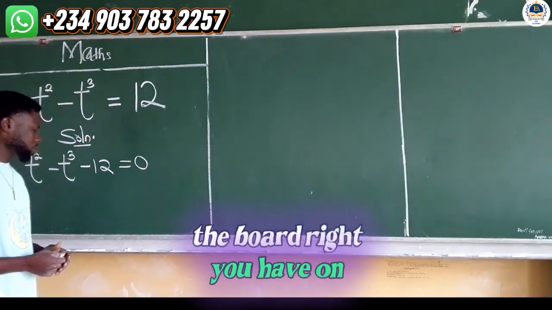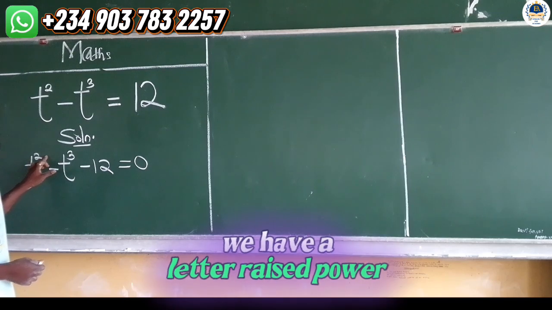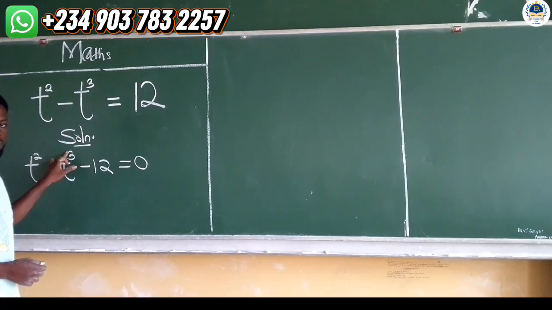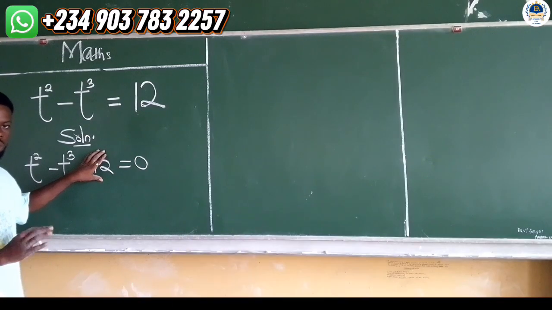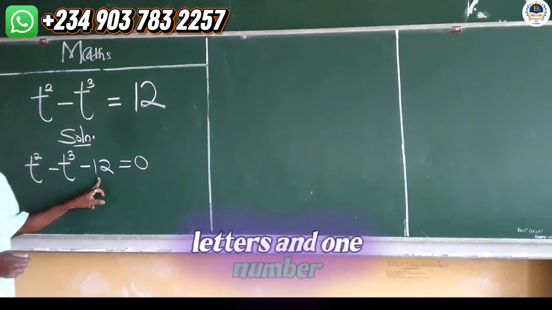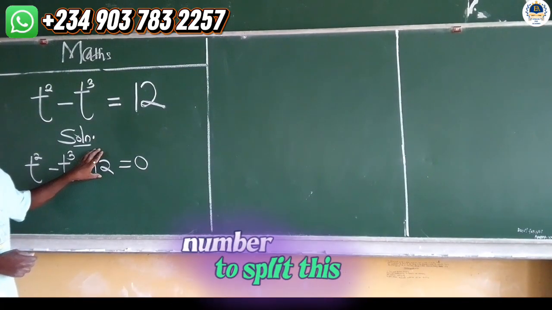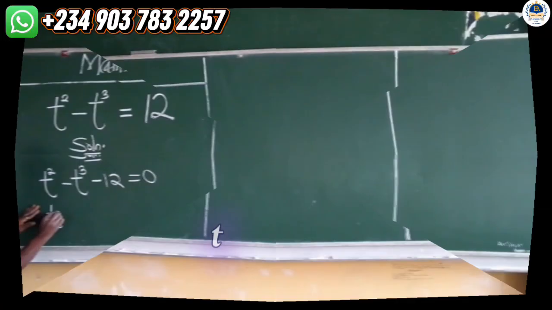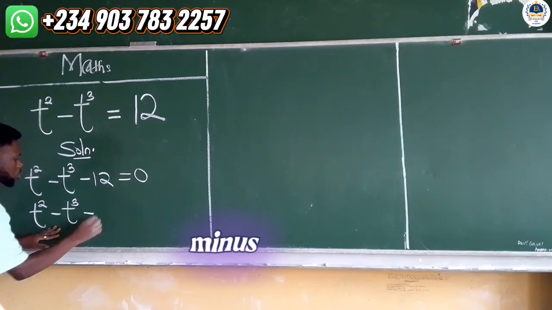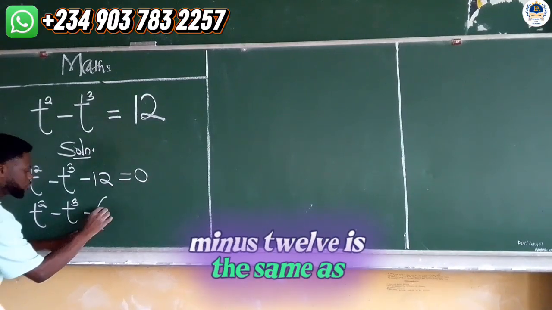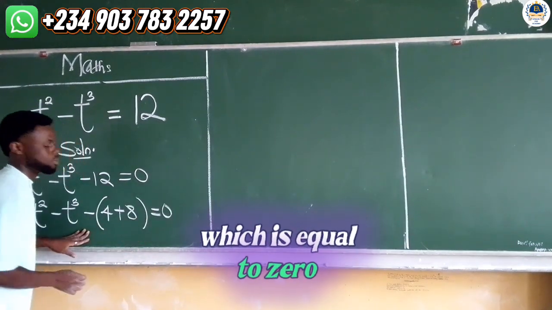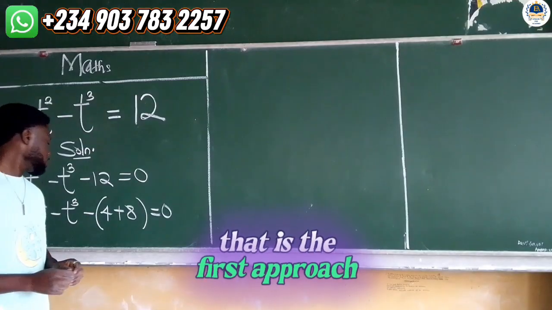Looking at what you have on the board, we have a letter raised to the power of 2, another letter raised to the power of 3, and over here we have a number alone, just a number. Since we are having 2 letters and 1 number, we are going to split this number into 2 places. t raised to the power of 2 minus t raised to the power of 3 minus 12 is the same as minus 4 plus 8, which is equal to 0. That is the first approach.